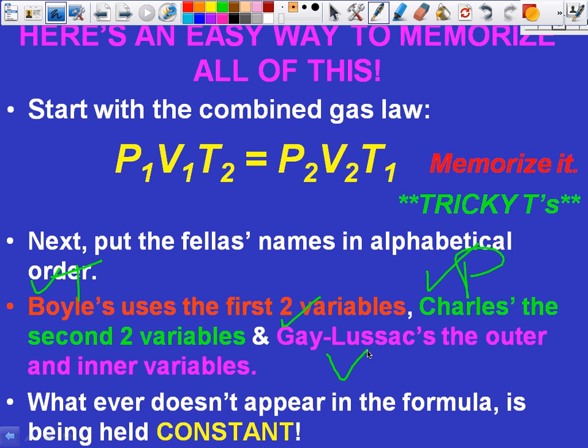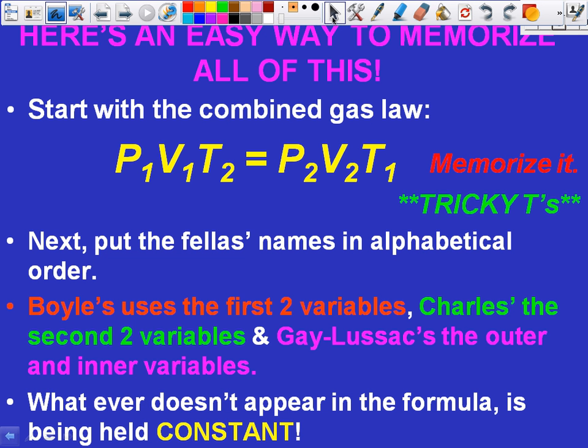If you put them in alphabetical order, you can kind of treat it like a FOIL method. Boyle uses the first 2 variables, so it's P1V1 and P2V2. All right, that's Boyle's law. Charles is the second 2 variables. All right, so that's V1T2 equals V2T1. And then Gay-Lussac's is the outer and inner variables, so it's P1T2 equals P2T1. So basically your V's go away. Okay, so whatever doesn't fit. So if you like memory tricks, maybe this will help you out.